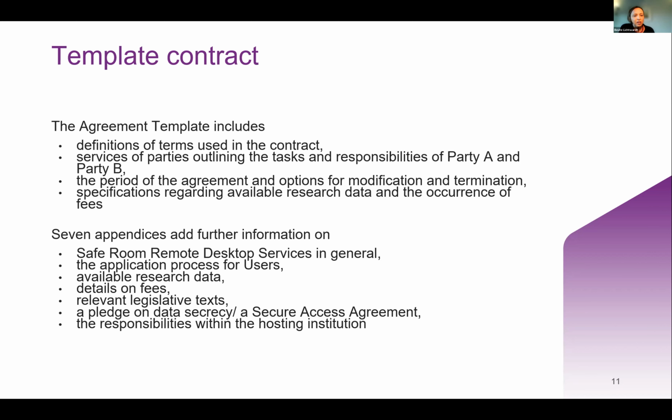Now, there are then also 7 appendices, as I said. So they include information on safe room remote desktop services in general. Also the application process for users, which differs obviously from institution to institution. Available research data, details on fees, and then very important relevant legislative texts. Darren has already referred to that in his introduction. I can't go into any details because I don't have many more minutes left, in addition to what I need to say in the coming slides. So if there are any questions, again, we can discuss afterwards.